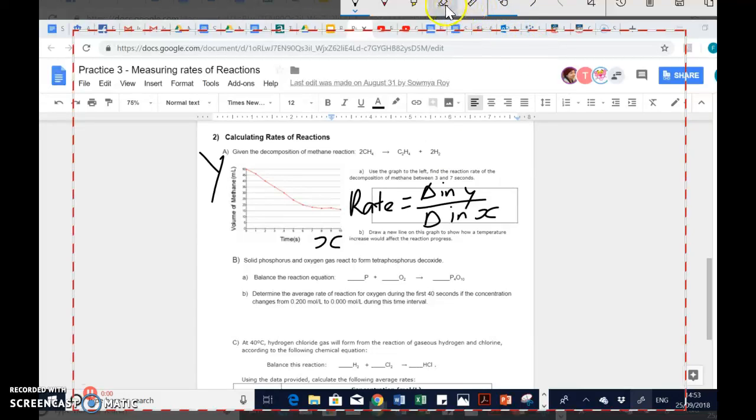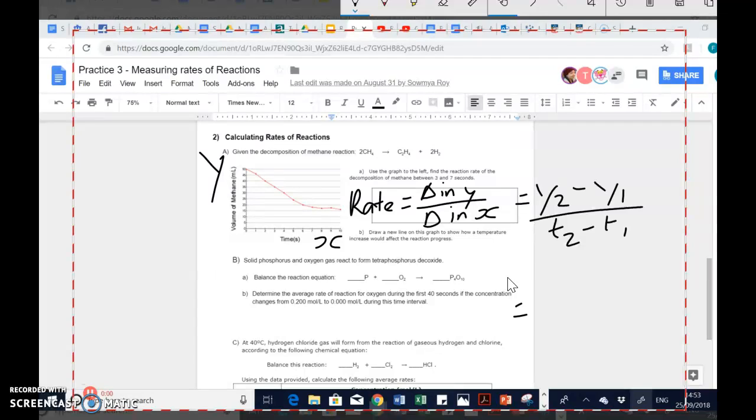So, let me rub that out, because I don't have much room. Oh, I've got room over here. Let's go. So, that is also equal to y2 take y1 over t2 take t1. Or the final value for y, take the initial value for y over the final value for time, take the initial value for time. So we've got 3 and 7 seconds here. So what's our t2? Well, it's the final value for time, so it's 7 seconds. What's our t1? It's the initial value for time, it's 3 seconds, okay?